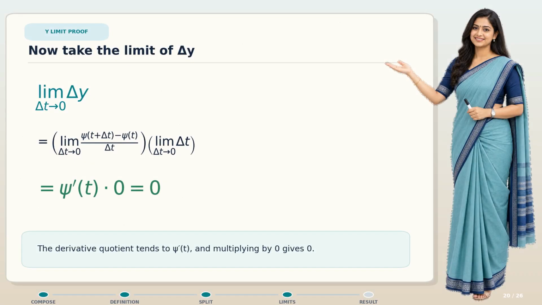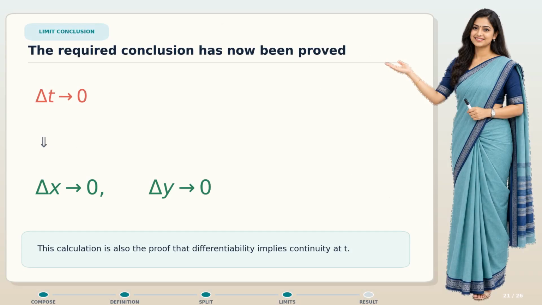Take the limit as delta t tends to 0. The first factor tends to psi prime of t by the derivative definition of y equals psi of t. The second factor tends to 0. Therefore, the limit of delta y is psi prime of t multiplied by 0, which is 0. Hence, delta y also tends to 0. We have now proved the statement, rather than merely assuming it.